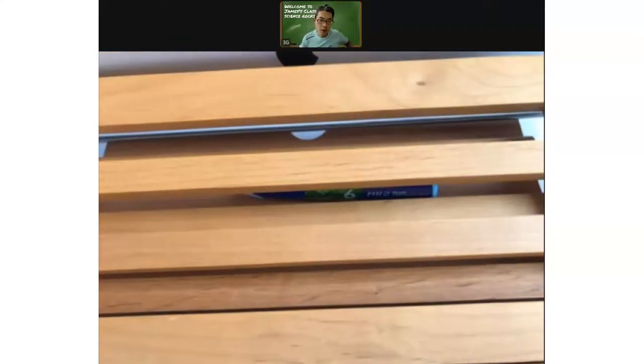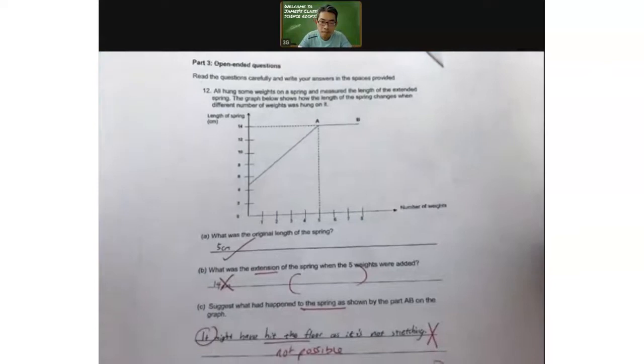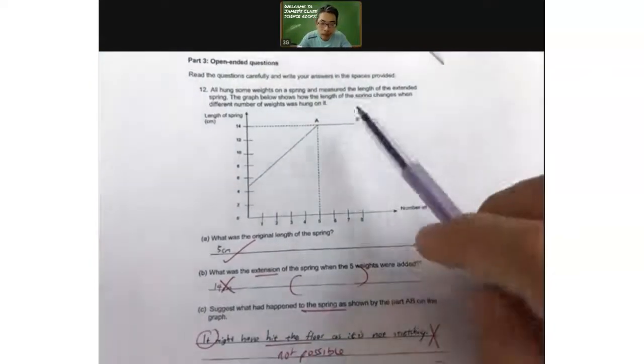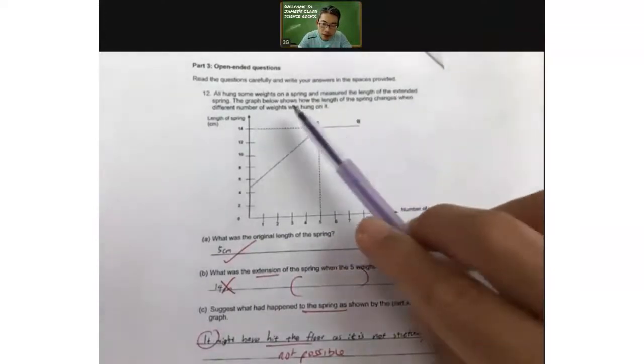Okay, now we go to open-ended question. If you are tired, you may pause the video and take a break. Okay, welcome back. So Ali hung some weights on a spring and measured the length of the extended spring.